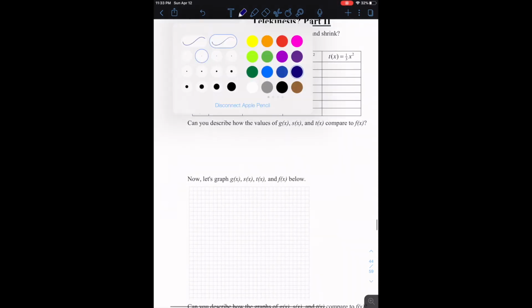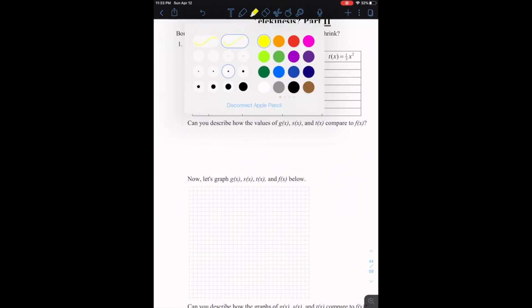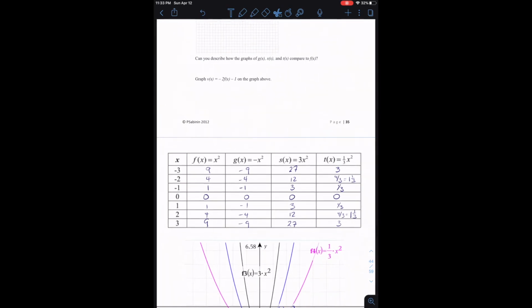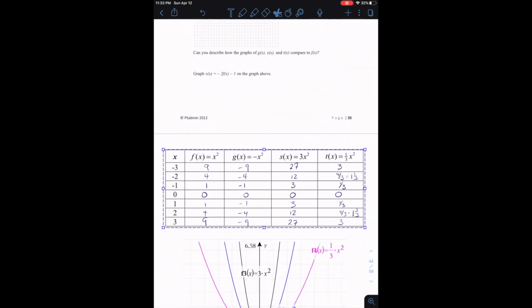Our original function is still going to be x squared, so we're very familiar with that. With the second function, we're going to take the negative of that and see what happens. The third function, we're going to triple everything, multiply everything by 3. And finally, we're going to multiply everything by a third. So let's go back, and as before, I've created the table of values already. I'm going to grab that and put it in here.